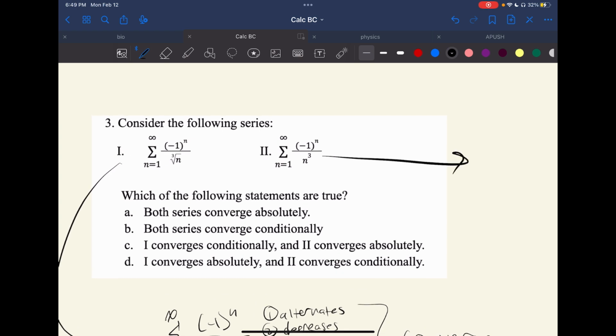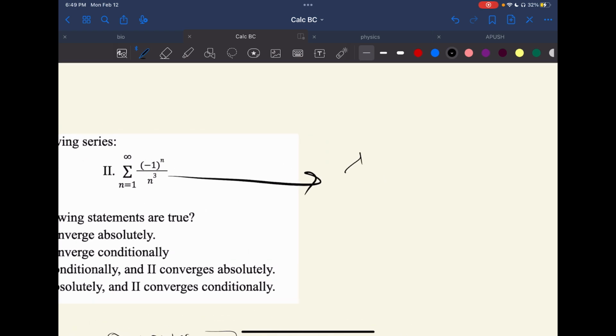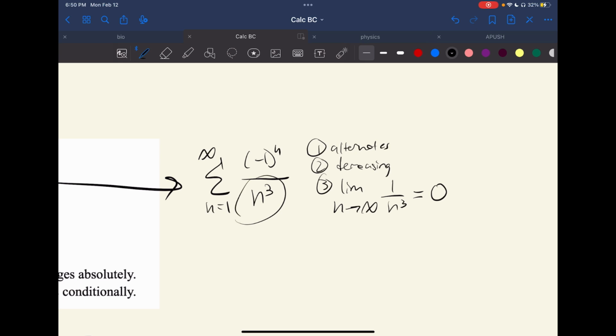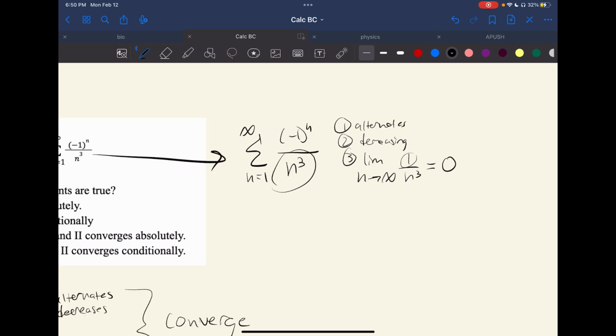Now if we look at number 2, let's do the same test. It is an alternating series. So n to the 3rd, okay? So again, it alternates, it's decreasing, and the limit as n approaches infinity of 1 over n cubed is going to equal 0. Because again, this is growing really rapidly, and the numerator is just 1.